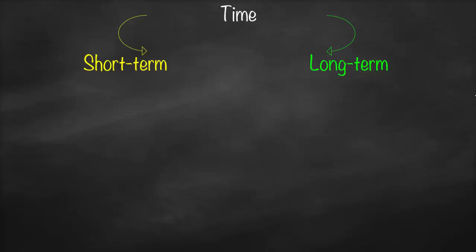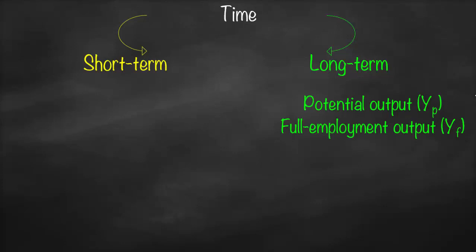When we talk about macroeconomics time framework, we need to differentiate between short term and long term. In the long term, we utilize all our resources efficiently. Consequently, we reach our maximum output, which is called potential output. We give it the simple symbol YP, or we can call it full employment output.